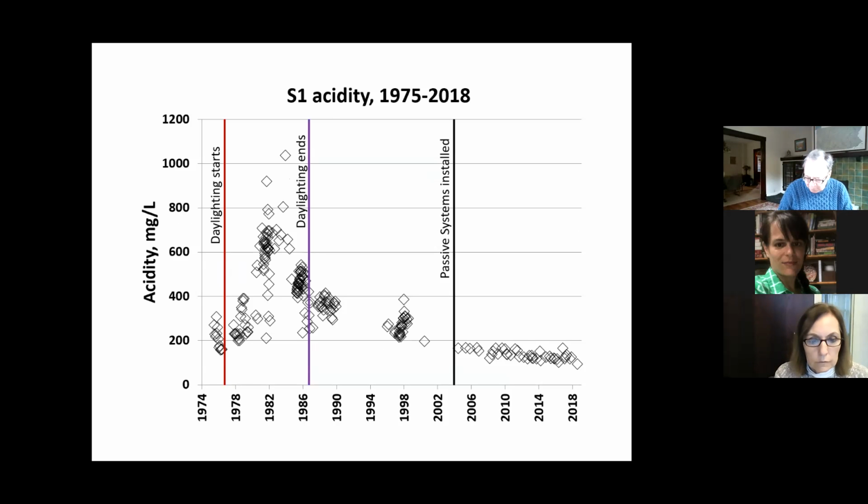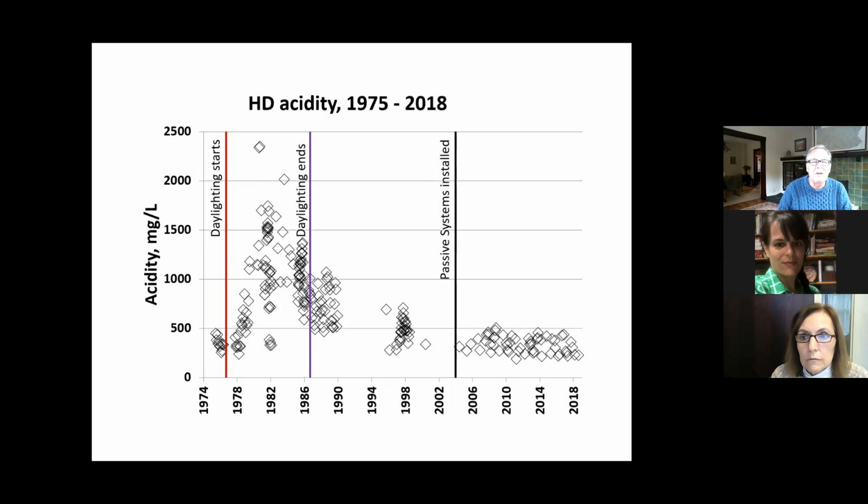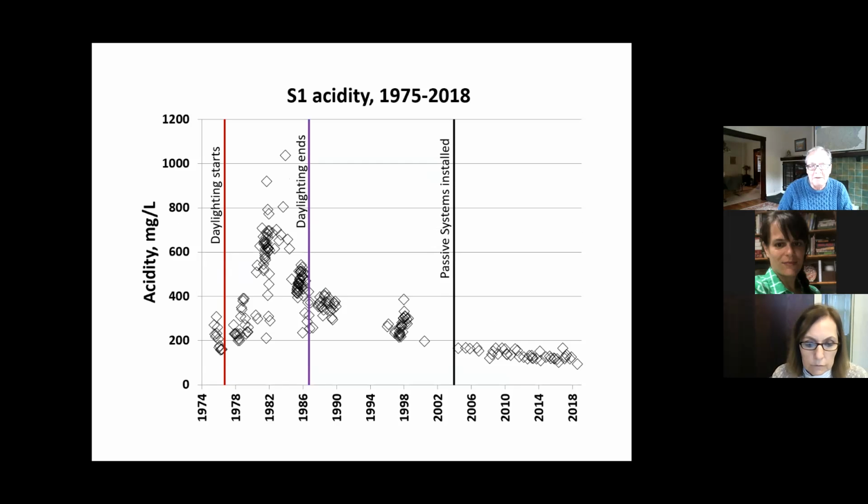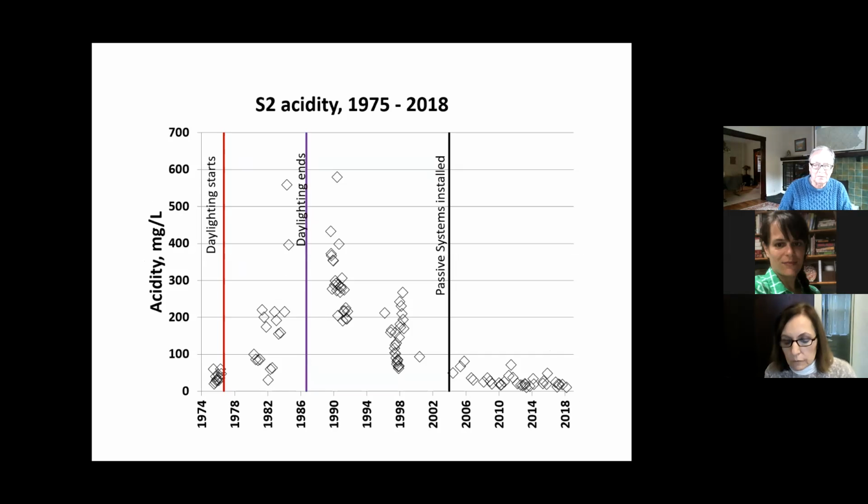But I think if we go back, yeah, see the scale here on acidity for Hunter's Drift, it goes up to 2,500 milligrams per liter acidity. The S1, the scale only goes up to 1,200. So things got worse, but not as bad. And you can see that over time, things have improved and are back to the original condition, or actually a little better than the original conditions in the 1970s. And this is S2, same pattern for S2.